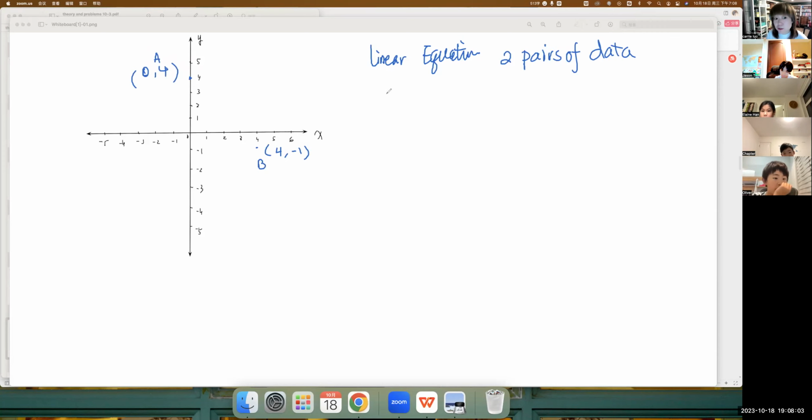Okay, I want you to write these down. Make a very simple table. So this is x, this is y. So (0, 4) is A, and B is (4, -1). Okay, everybody, I know you may think it's not necessary, but I just want you to establish this. It's going to be really helpful, I promise you. Now let's take a look at the next one.